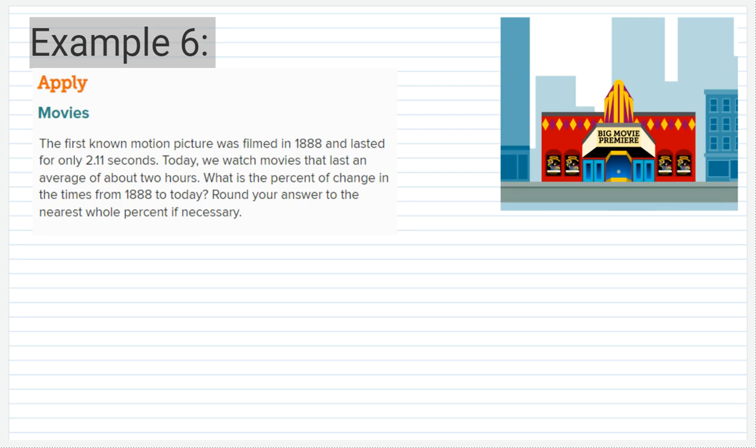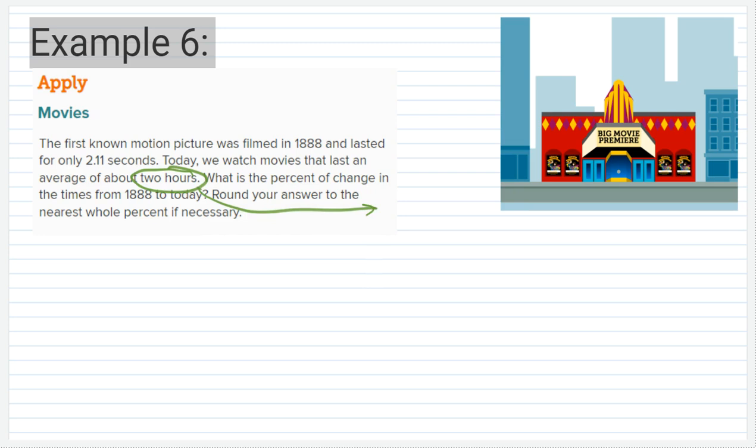The complicated piece with this problem is that the first motion picture was 2.11 seconds, 2 and 1/100 seconds long, super short. Then they're saying that today, on average, movies are about 2 hours. So our units changed. Obviously the time changed, that's a big difference, but our units are not the same. So we want to make sure we convert this to be in seconds as well. Otherwise, we're not going to accurately calculate our percent of change.